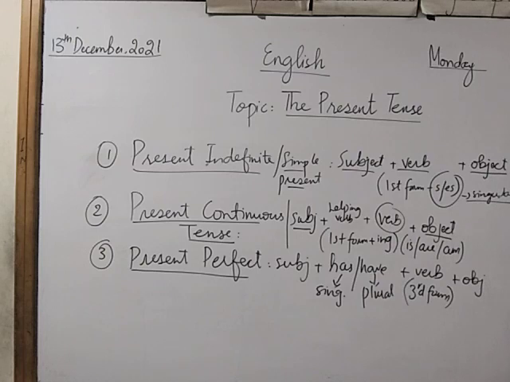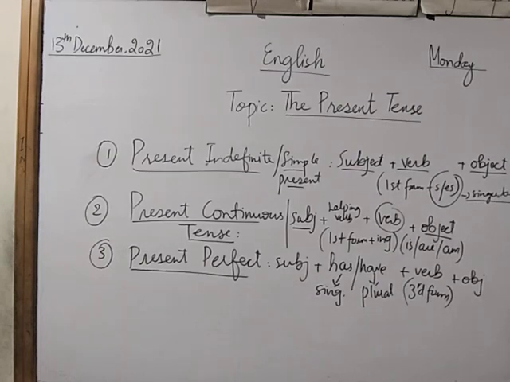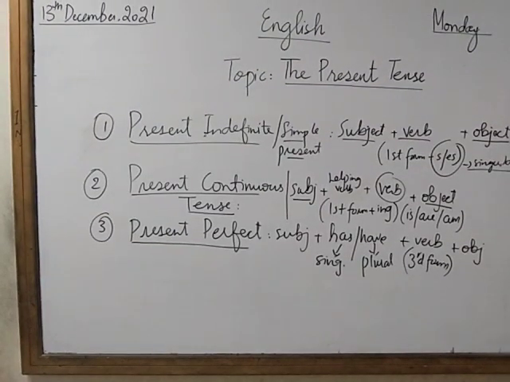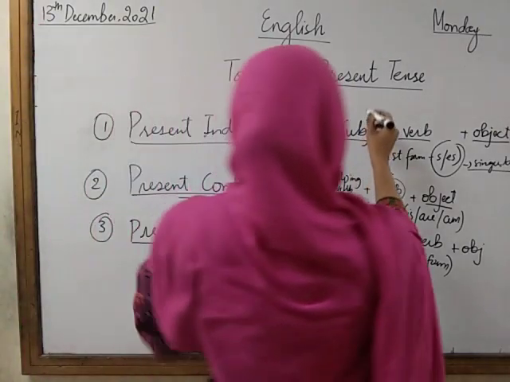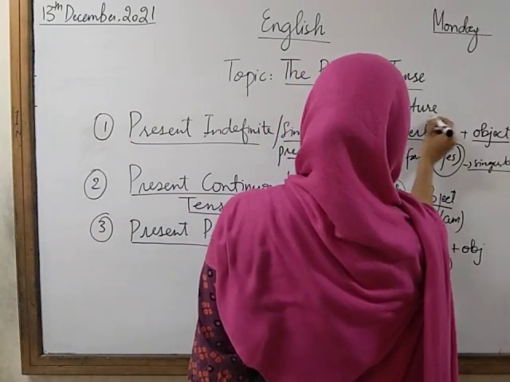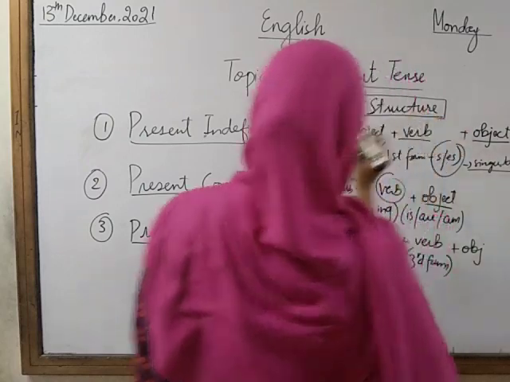Okay, so far we have revised three forms of the present tense, namely the present indefinite tense or simple present tense, present continuous tense, and present perfect tense. And we have quickly revised the structure. I should mention it. This is the structure of all these tenses.